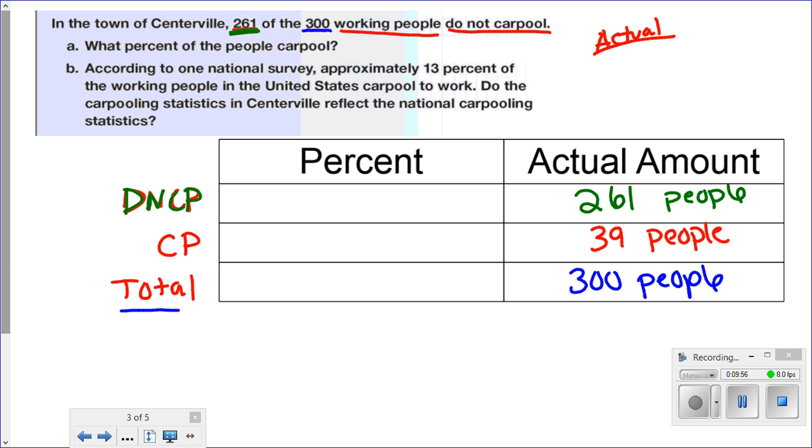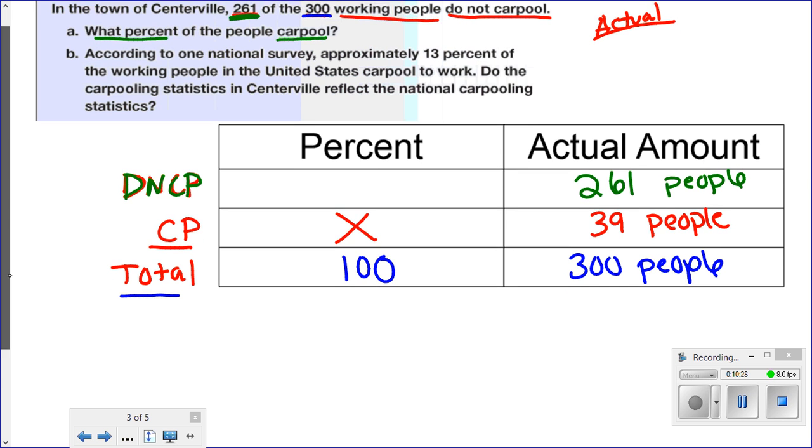And what else do we know? They want to know, what percent of the people carpooled? So what are we looking for? We are looking for carpool and percent. How are we going to find it? What did we say in the last one? What's more information that we do know? The total number of people is going to represent 100%. Okay? So we are trying to find the percent of the people that carpooled, our x. So let's set up a proportion to solve.